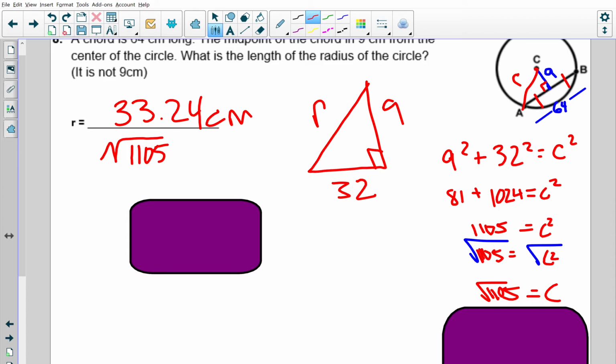So again, that's incorporating Pythagorean theorem, understanding the radius construction of how it impacts a circle, and that perpendicular radius to a chord theorem. All right, moving on.